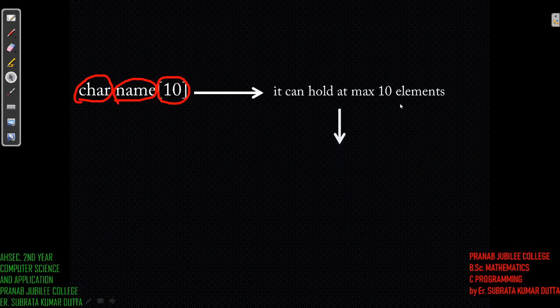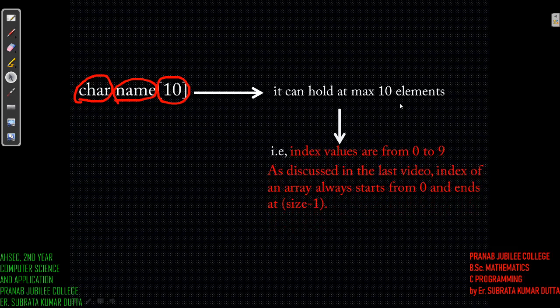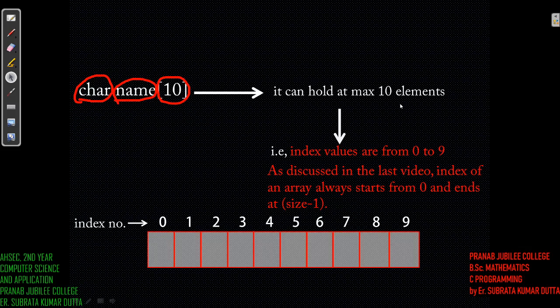It can hold at max 10 elements. That means its index number will be from 0 to 9, as we discussed in the last video, because the index number always starts from 0 and the last index number will be size minus 1. If there are 10 elements and I am counting from 0, it will be up to 9, that means size minus 1, right? So the array will be in this form.